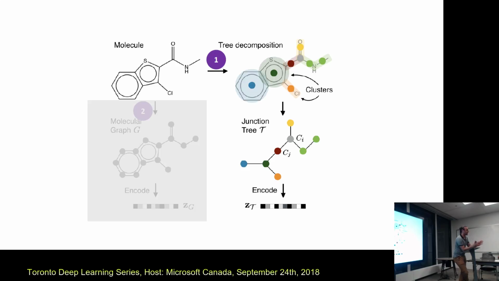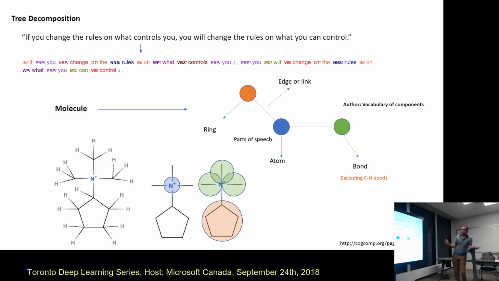These are the things that a chemist has to think about when creating a drug. All these things, even the size of the molecule, can affect whether or not it can interact with a protein. So all of these features are super important. Now I will start with the first part, which is the junction tree encoder.